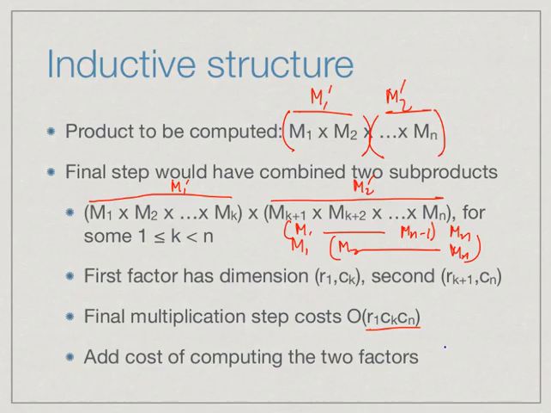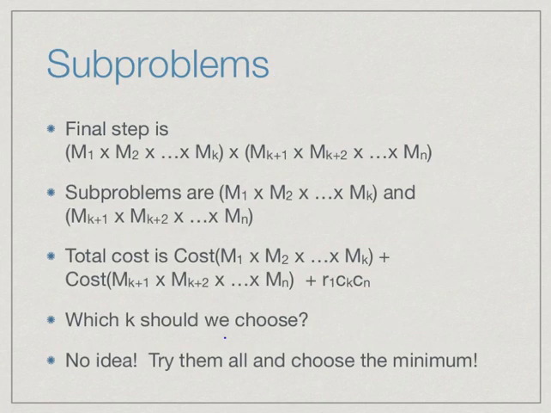And to this, we have to recursively add the inductive cost of having computed the two factors. How much time did it take us to compute M1 prime? How much time did it take us to compute M2 prime? So we have that the cost of M1 to Mn splitting at k is the cost of M1 to Mk plus the cost of Mk plus 1 to Mn plus the last multiplication r1 into ck into cn. So clearly this cost will vary for different k's, and there are many choices of k. As we said, there are n minus 1 choices of k. Anything from 1 to n minus 1 we can choose as k. So there are n minus 1 subproblems.